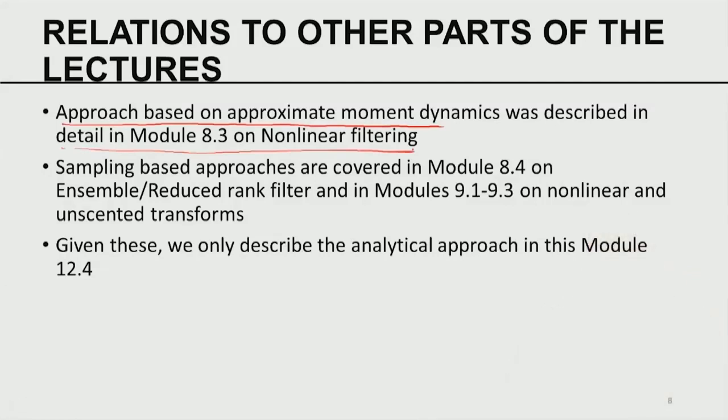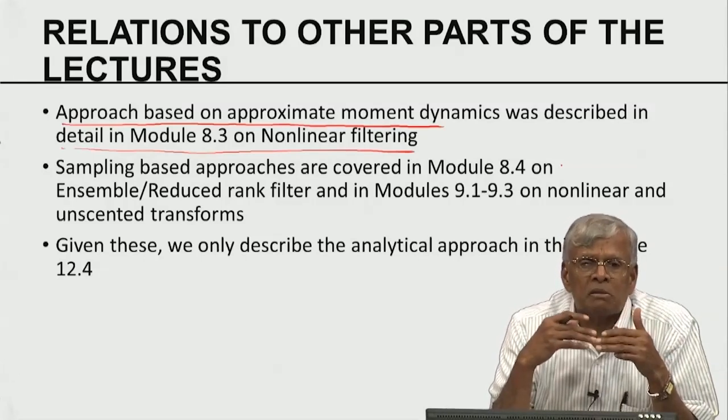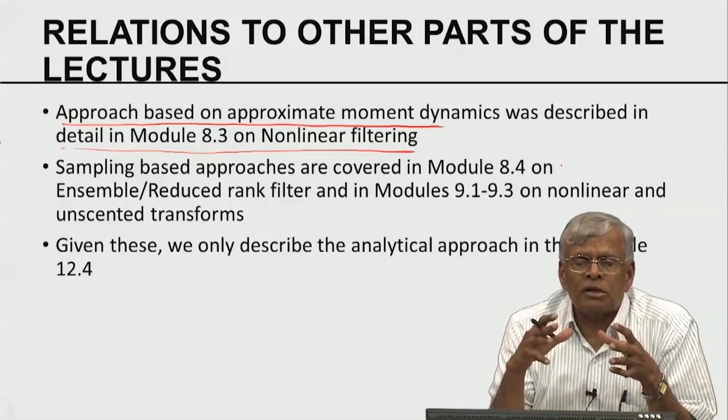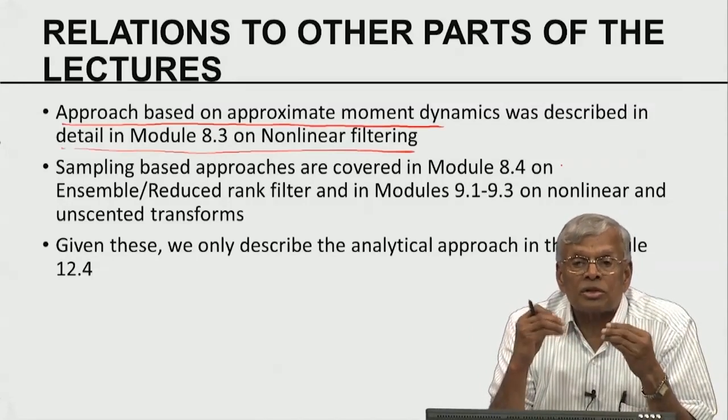The sampling-based approach, which is the Monte Carlo approach, can be related to ensemble reduced-rank filters, and that was covered in one of the early slides. There is another class of methods called the unscented transformation, the nonlinear unscented transformation. We will not have time to cover these, and there is an enormous literature in this area. The unscented transformation is a specific class of ensemble methods using which you generate not only a stochastic prediction, but also it will enable you to compute the moment statistics rather easily.